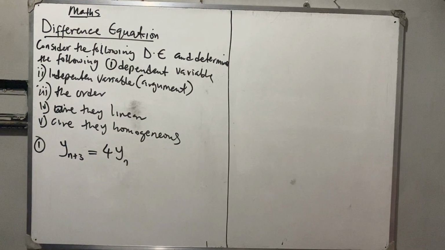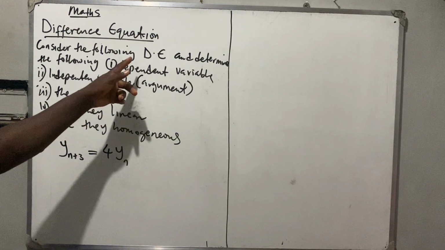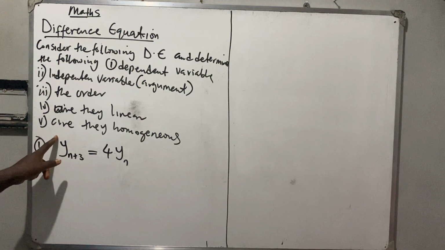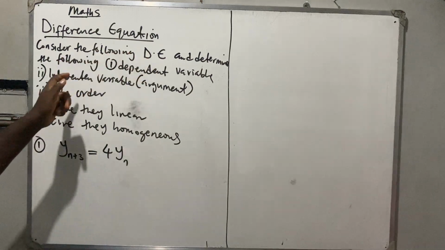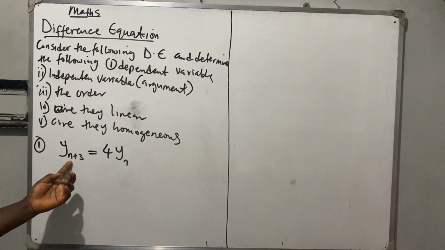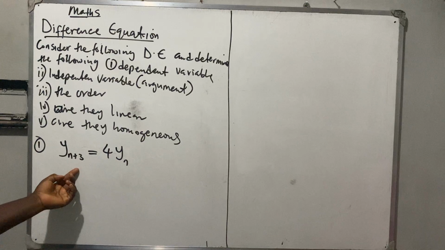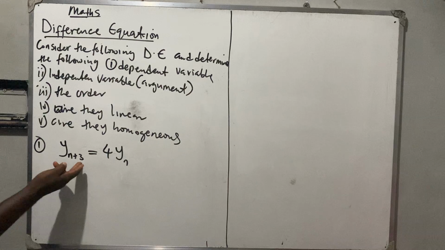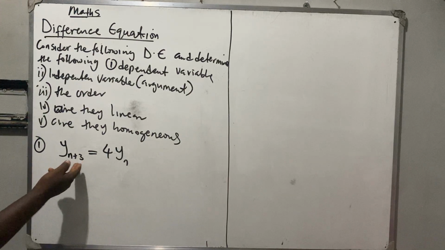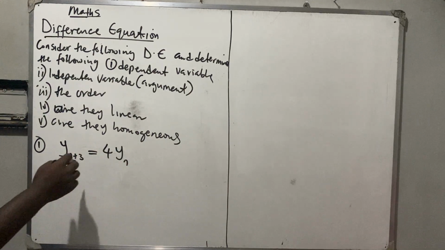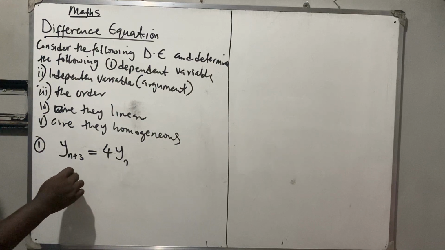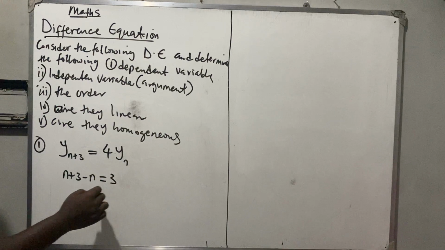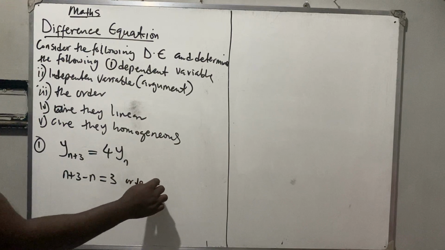4y(n). Now, obviously, the first thing they say we should get is the dependent variable. I told you that y always depends on n. So y is my dependent variable in this case. The independent variable here is always the n, the one written below; it is your independent variable or your argument. The next thing is to get the order. I told you that the order is gotten from the highest independent variable minus the lowest independent variable. So in this case, I'll have n+3 minus n. So taking care of n, you have that the order here is 3.